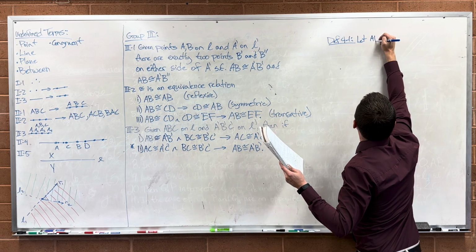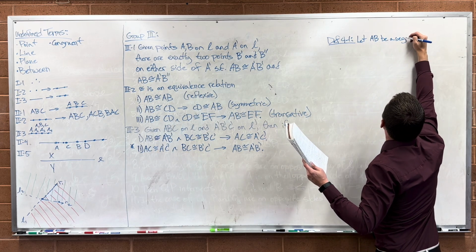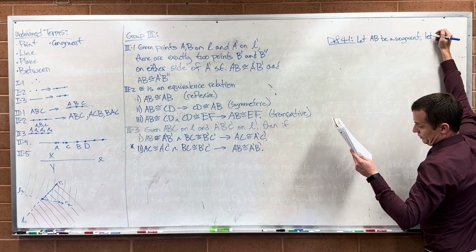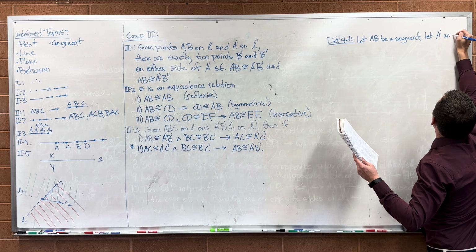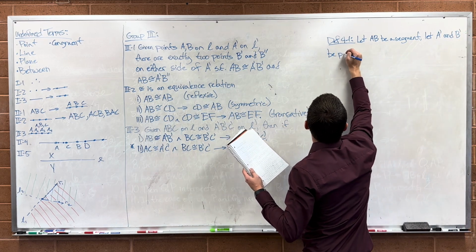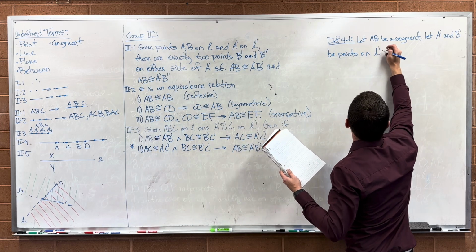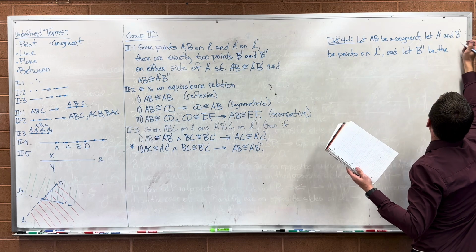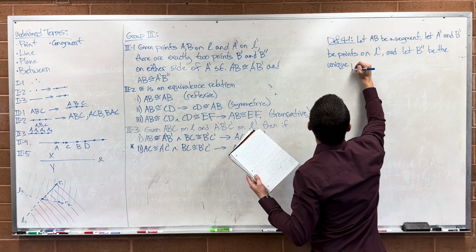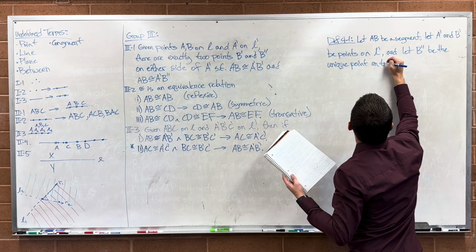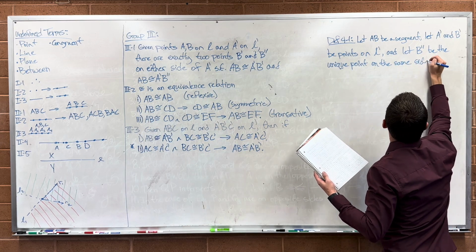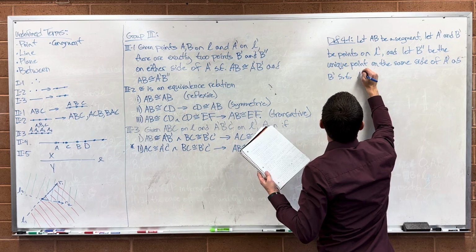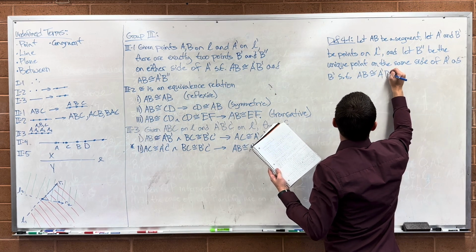Let AB be a segment. Let A prime and B prime be points on some line L prime, and let B double prime be the unique point on the same side of A prime as B prime, such that AB is congruent to A prime B double prime.